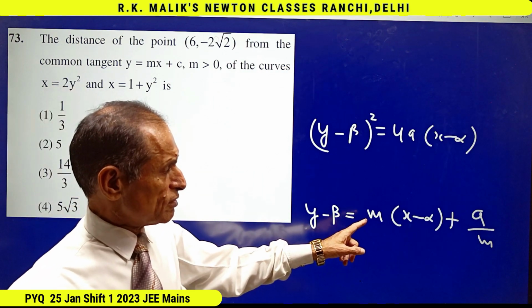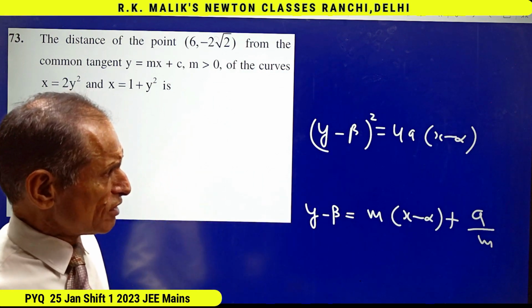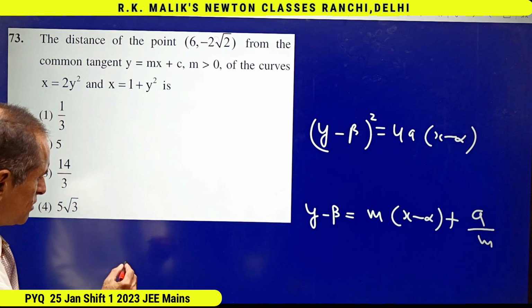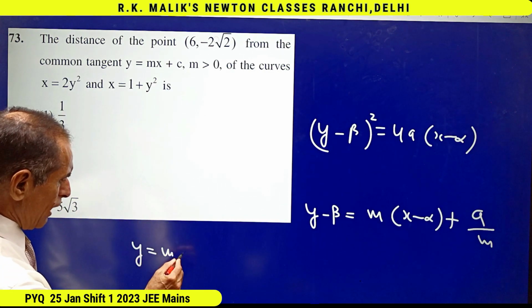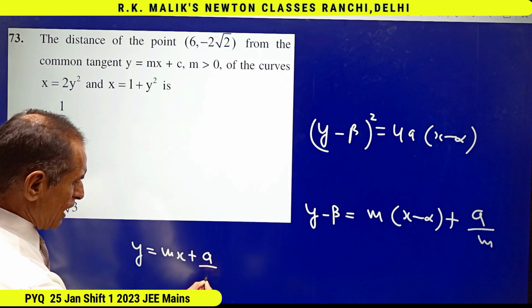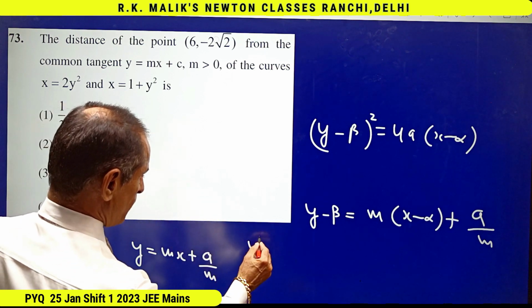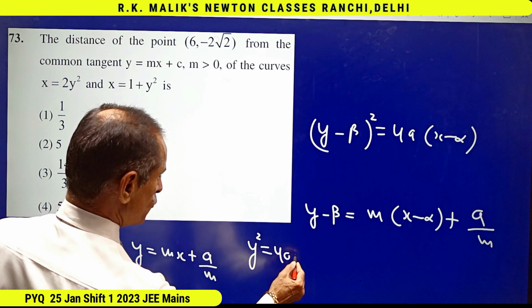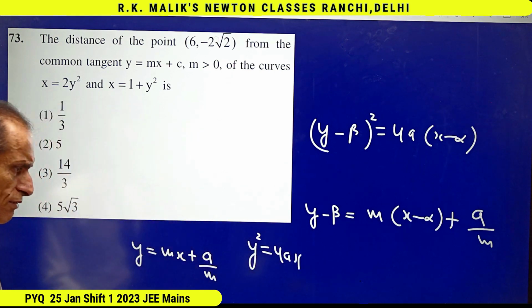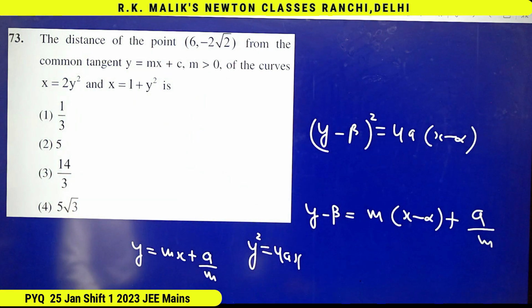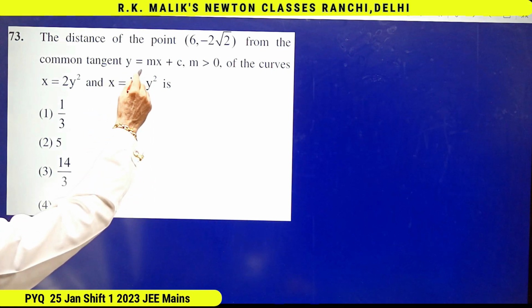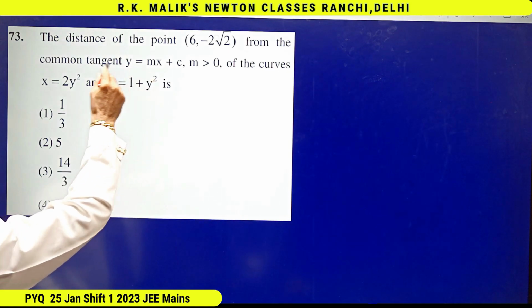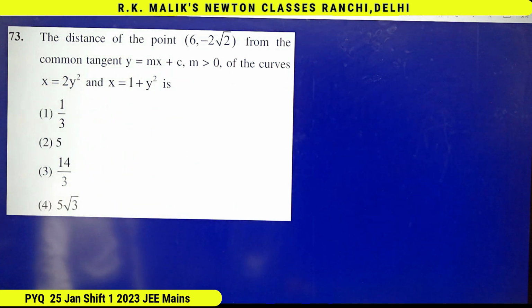Whatever the value of m, this line surely touches this parabola, as I told you just now that the line y = mx + a/m always touches the parabola y² = 4ax, whatever is the value of m. These concepts I am going to use in this question because this line has slope m and this line is touching this parabola.